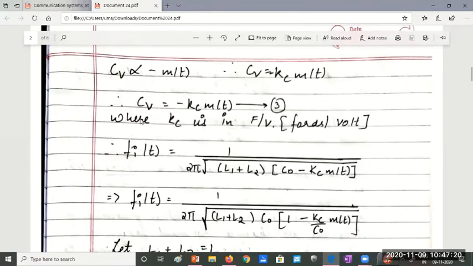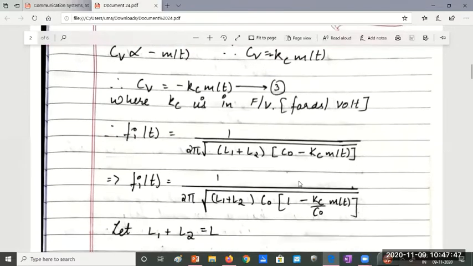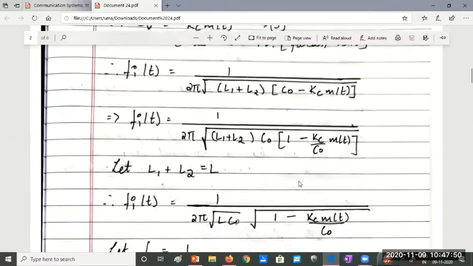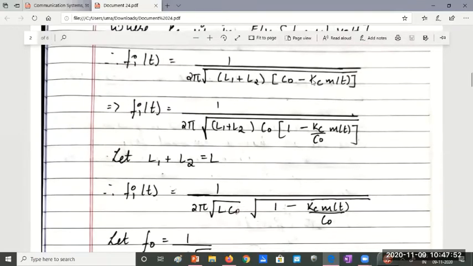Now what we are going to do? We'll take this CV and substitute it in the equation for instantaneous frequency Fi. So I'm going to substitute 1 by 2 pi root of L1 plus L2 into what did I have? I had C naught plus CV. So for CV, I'm going to put minus Kc into m of t. So C naught minus Kc into m of t we have now. Is this clear till here? Any doubts?